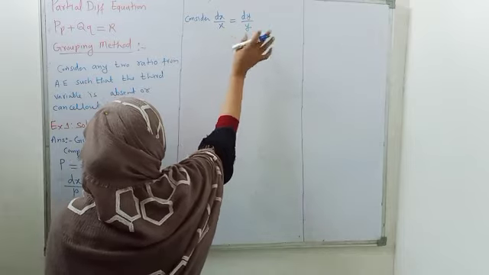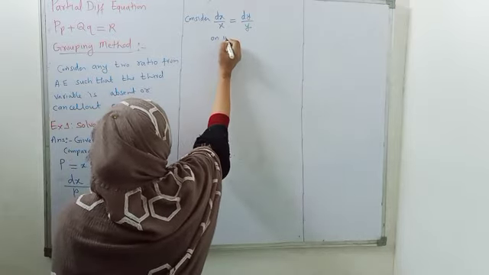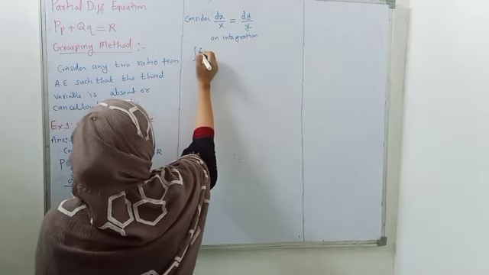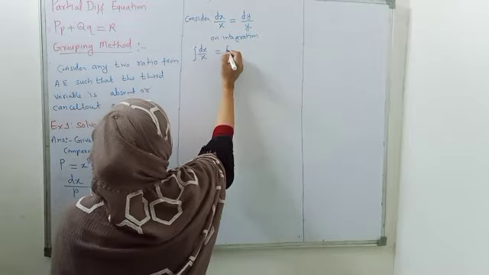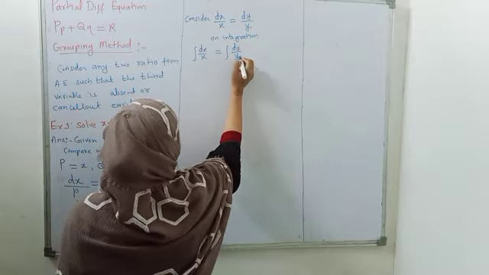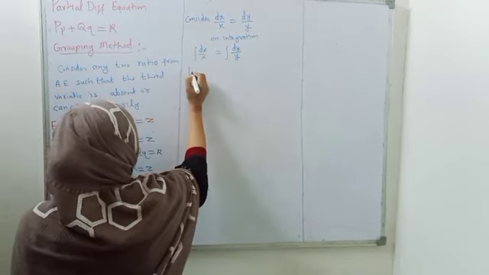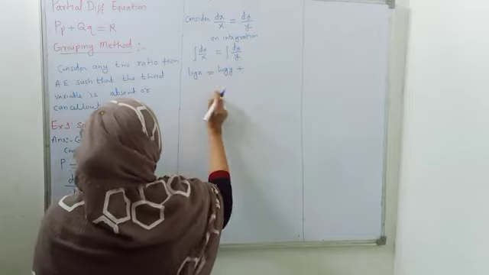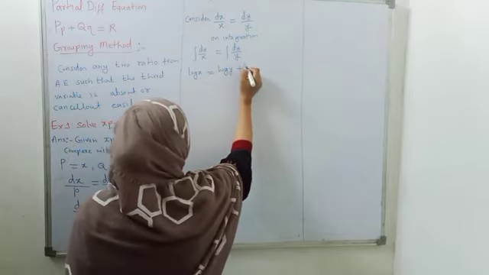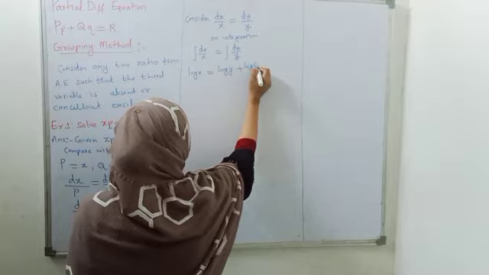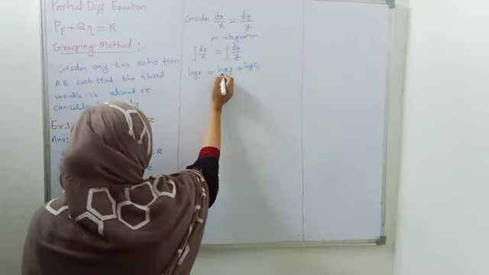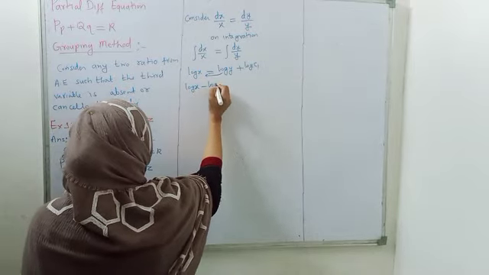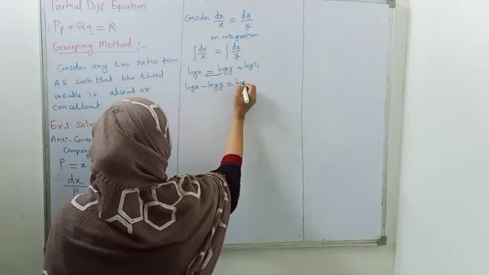So on integration, integration dx upon x is equal to integration dy upon y. You know that integration dx by x is log of x. Similarly, log of y plus, both terms are in log, so you can add the integration constant, say log of c1. Now take this log y to the left side, it becomes negative. So I get log of x minus log of y is equal to log c1.